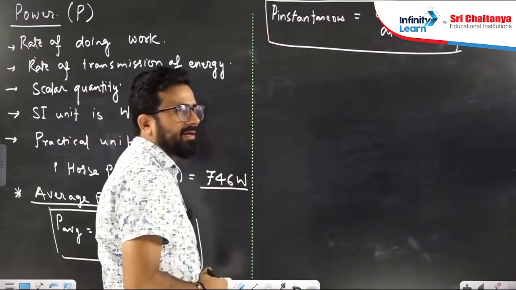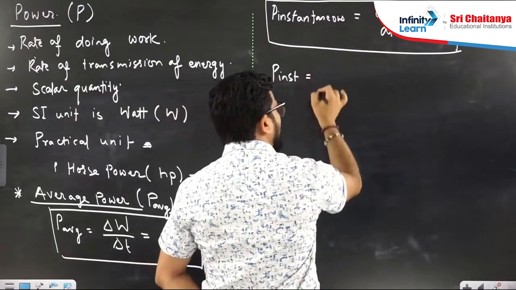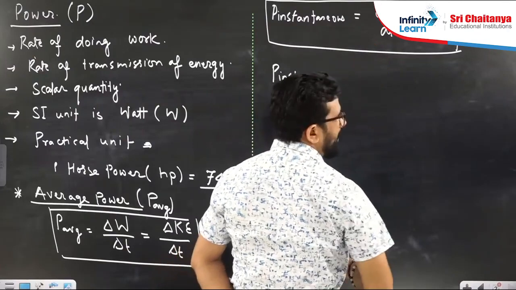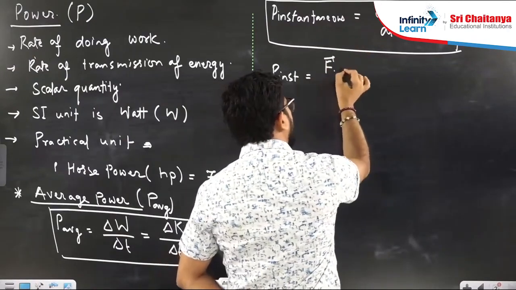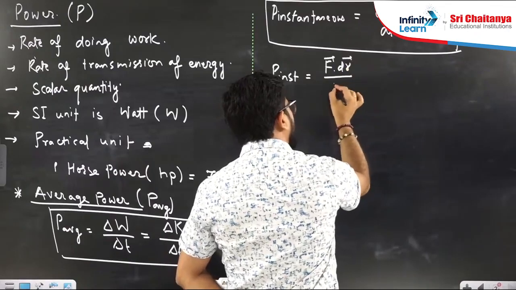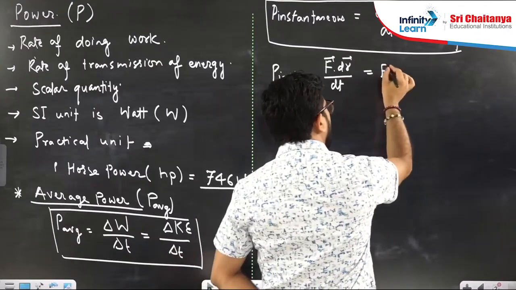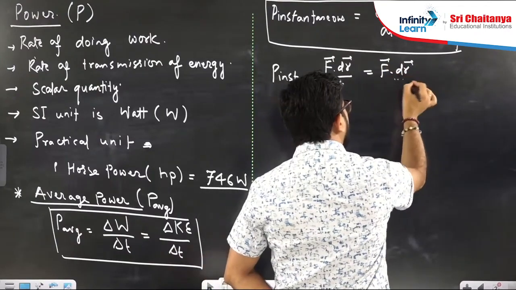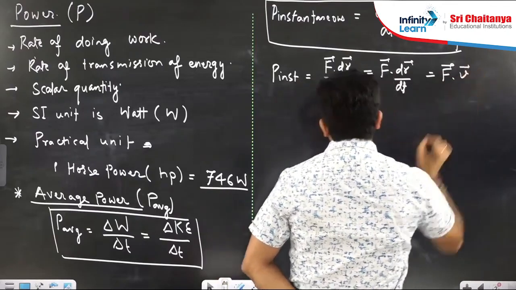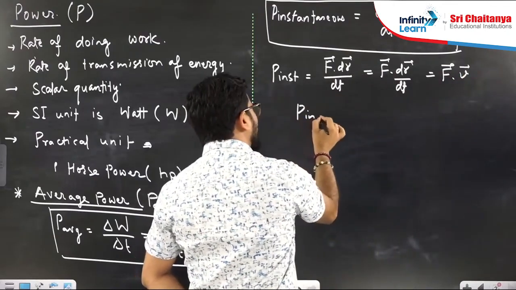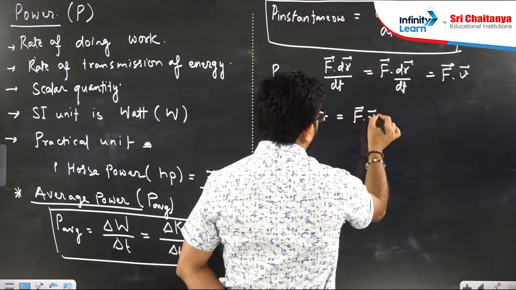I can write a little more: P instantaneous is equal to dW by dt. What is the dW? Work done is F dot dr, divided by dt. F dot dr over dt means I can say F dot v. So for question purposes, we directly use this, which is equal to F dot v.